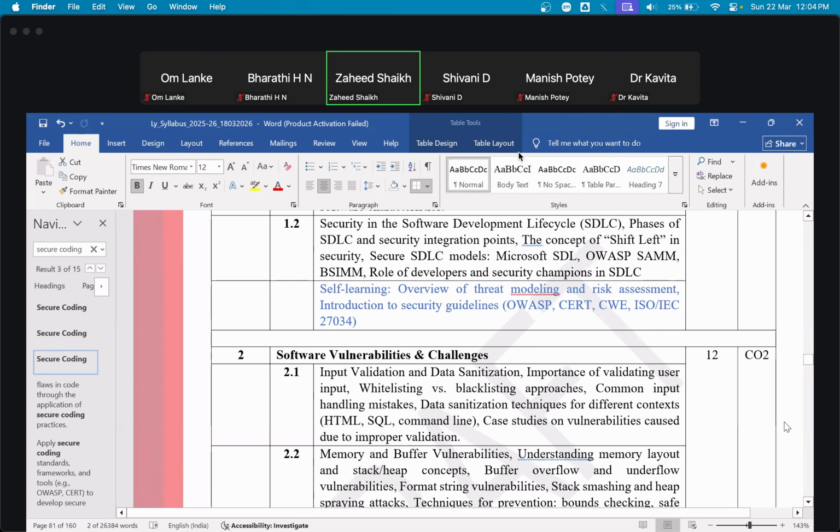For that, there are different frameworks. We have SAMM, we have OWASP, we have BSIMM. We try to understand the roles of the programmers, the do's and don'ts, and the secure code review techniques. How to understand and analyze a piece of code, how to go through each line of code and understand the security implications the piece of code may have. That we all will be learning in this particular module.